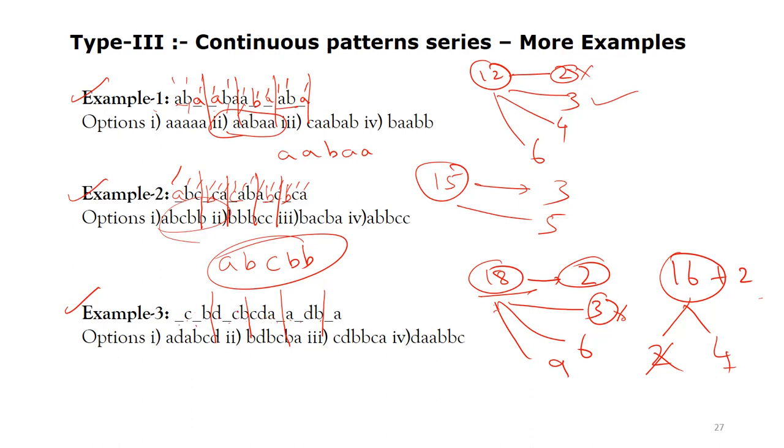If you observe closely, here what is missing? B is missing. So C, D, A, B. So similarly, A, C, D, B. Here D, A, C, B. So I've written whatever is missing.